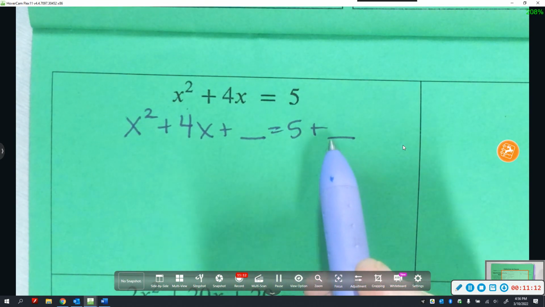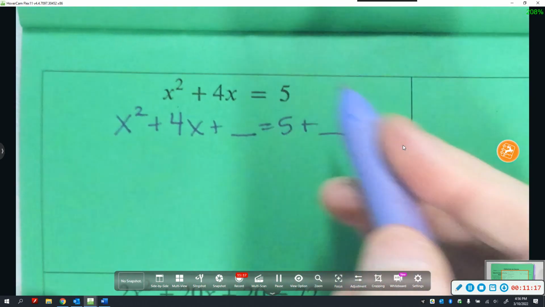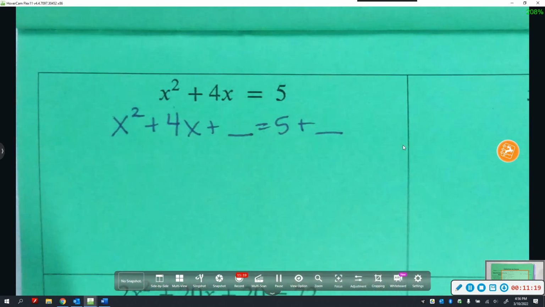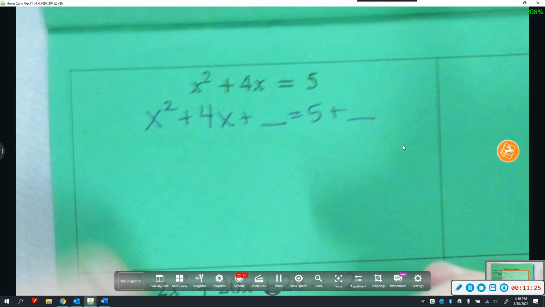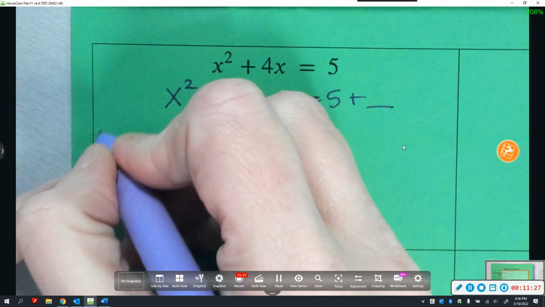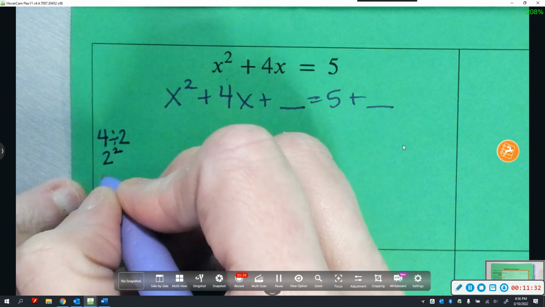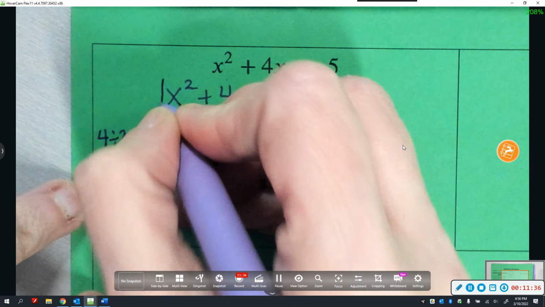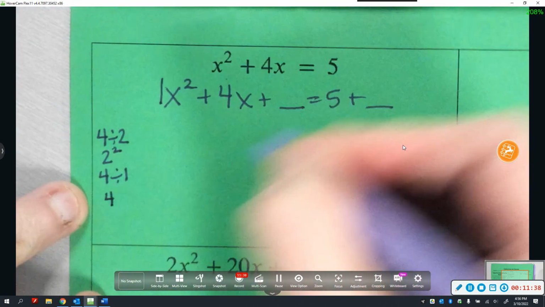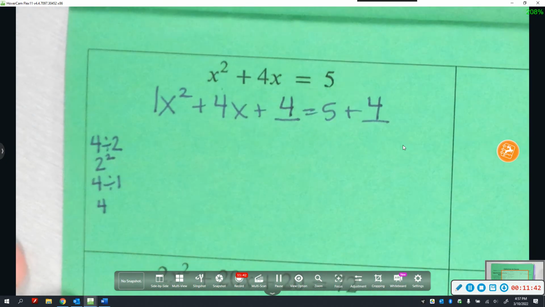This blank is because if I add it here, I've got to add it over there too. All right, so what am I going to add? Well, remember this process, the more you write it, the more you're going to memorize it. I take b, I divide it by 2, I get 2, which I square, which gives me 4, which I divide by a, which is 1, which gives me 4. That means I've got to add 4 to both sides to make this a perfect square trinomial.